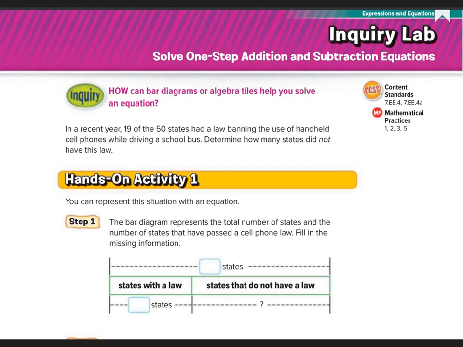In a recent year, 19 of the 50 states had a law banning the use of handheld cell phones while driving a school bus. Determine how many states did not have this law. So that is the problem presented. If we think about this as a subtraction equation, I know that there are 19 states with this law, and there are 50 states in the United States. So I have to subtract. I have to find the difference between 19 and 50.